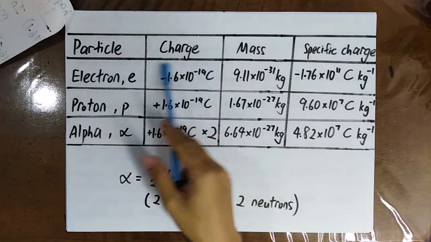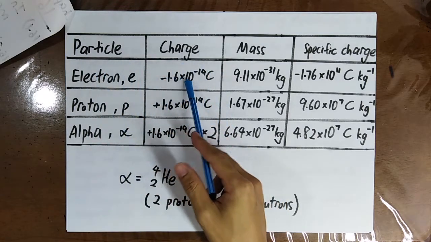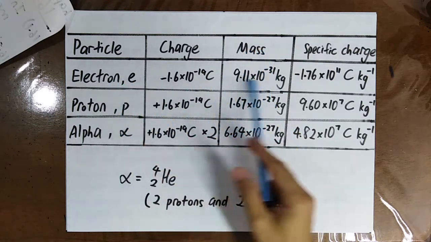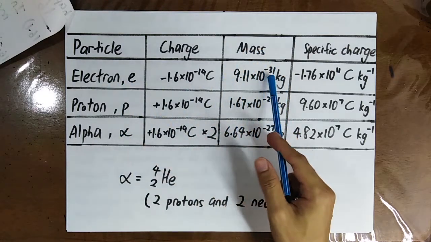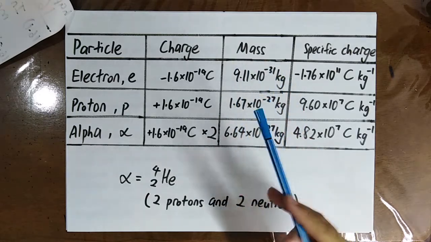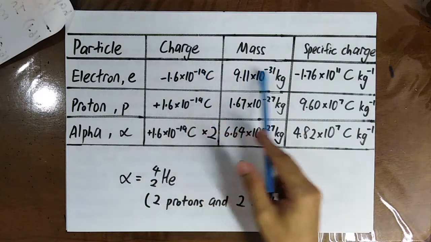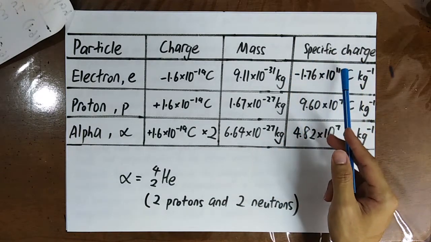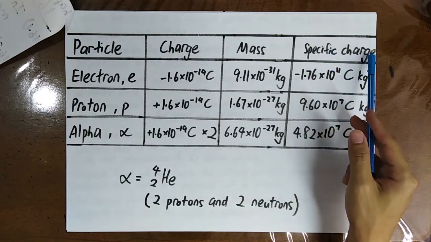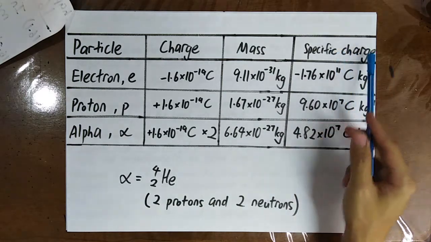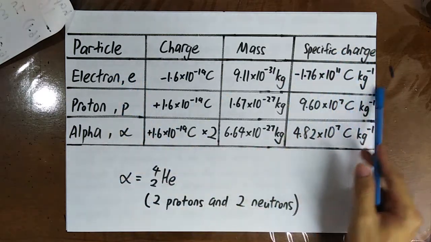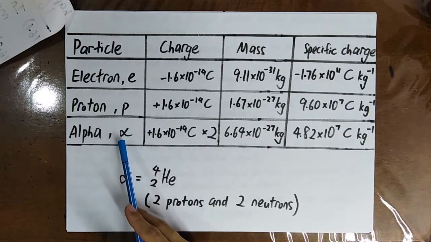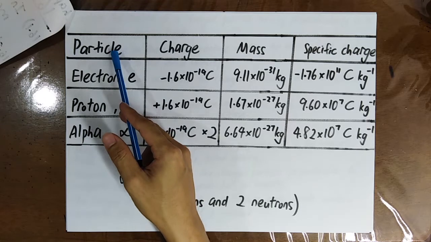The electron has a charge of negative 1.6 times 10 power negative 19 coulomb, and the mass of the electron is 9.11 times 10 power negative 31 kilogram, and this divided by this is equal to this. The charge to mass ratio is the specific charge. So you say that the specific charge of an electron is this one. Then you can also do the same for the proton and alpha and any charged particle.